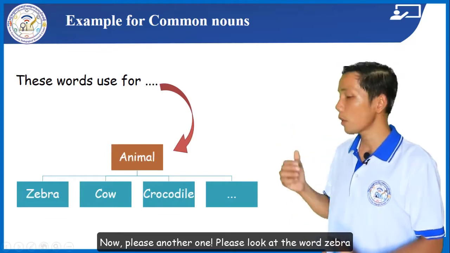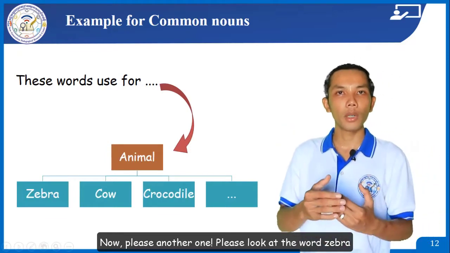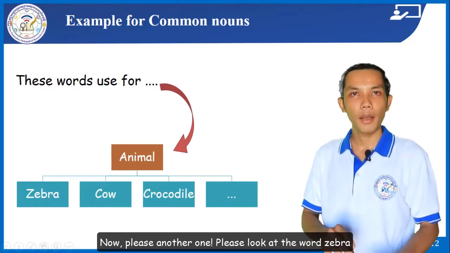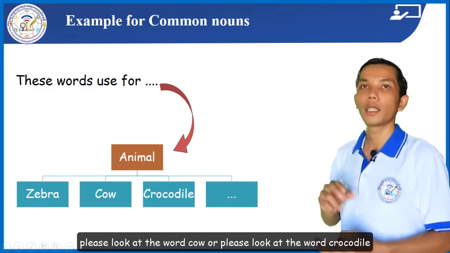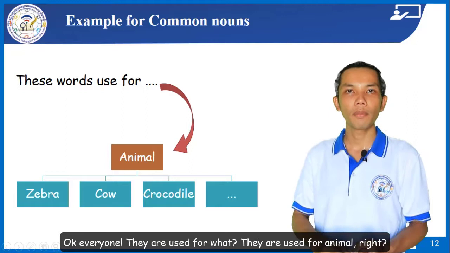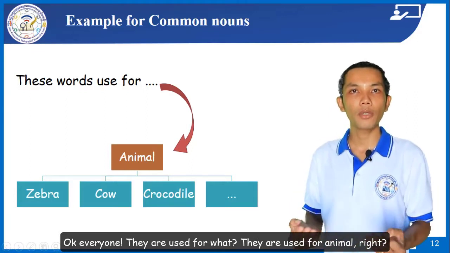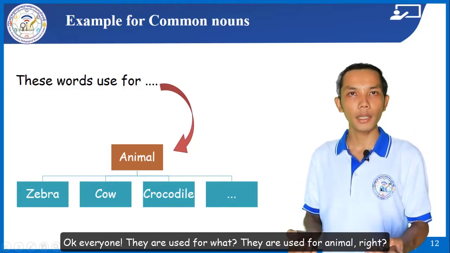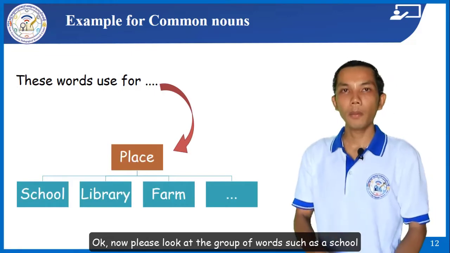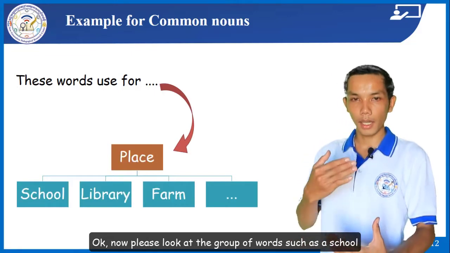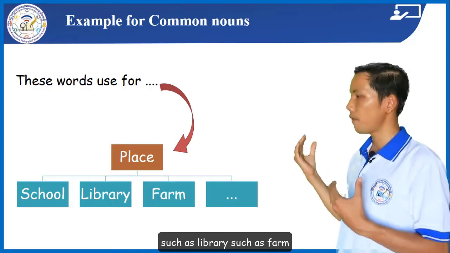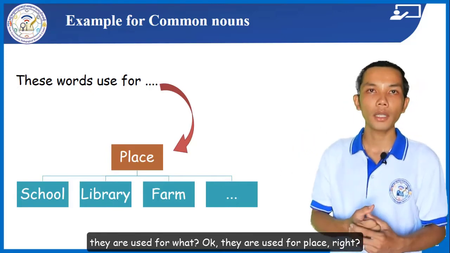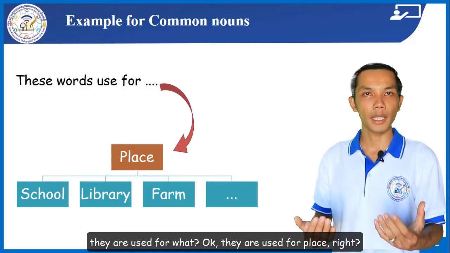Now, please look at another one. Please look at the word zebra. Please look at the word calf. Or please look at the word crocodile. Okay, everyone, they are used for what? They are used for animals, right? Okay. Now, please look at the group of words such as school, library, farm. They are used for what? Okay, they are used for places, right?